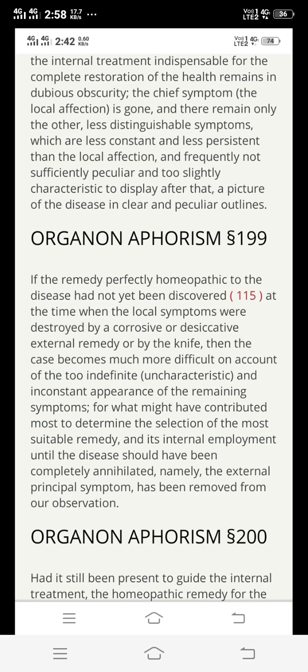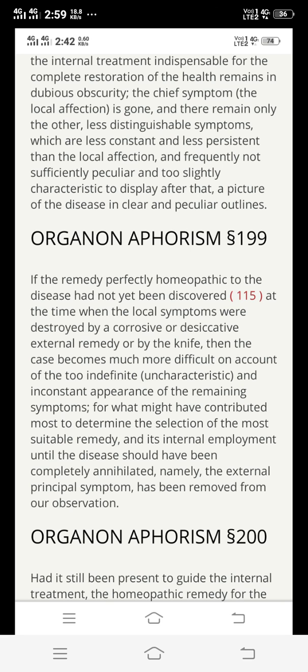And in that there is no symptom remaining for the selection of a remedy, because the perfectly homeopathic remedy to the disease had not been discovered. Then the case becomes much more difficult on account of the indefinite, uncharacteristic and inconstant appearance of the remaining symptoms. After removal of the characteristic symptoms by external modes of treatment, no characteristic or peculiar symptoms remain, which might have contributed most to determining the selection of a suitable remedy. In this way it is very difficult to find the simillimum and its internal employment until the disease has been completely annihilated, namely until the external principal symptom has been removed from our observation.